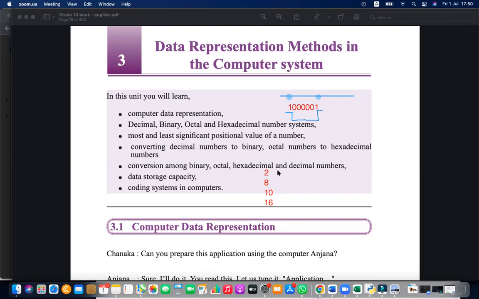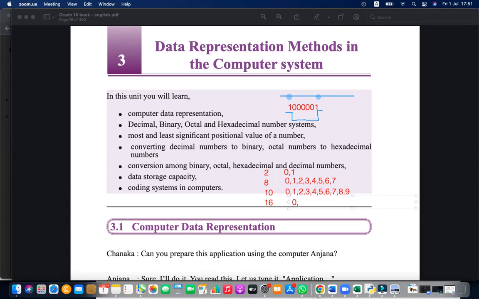And number of symbols in base 2, binary. How many symbols are there? Base 2? 2 symbols. Base 8? How many symbols in base 8? 8. Base 10, how many symbols? 10. Base 16? 16. So what are the 16?